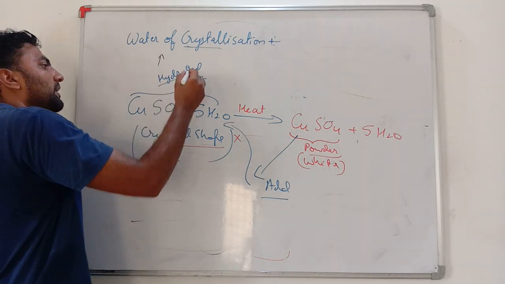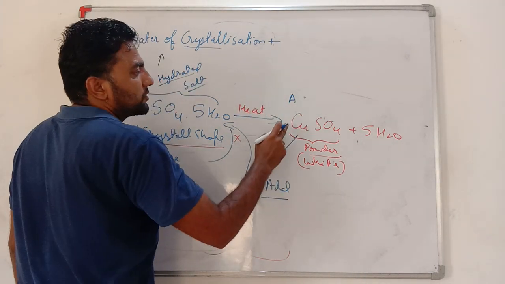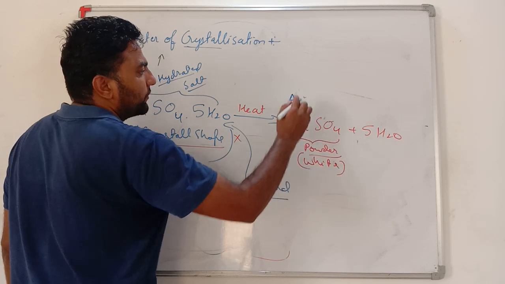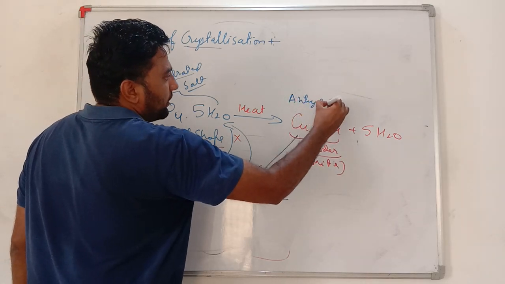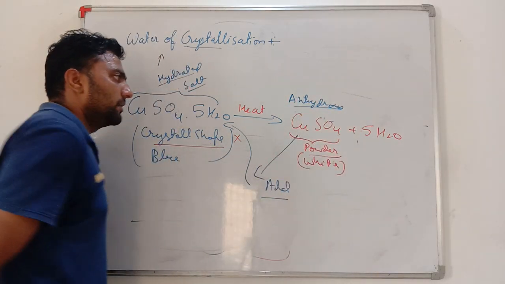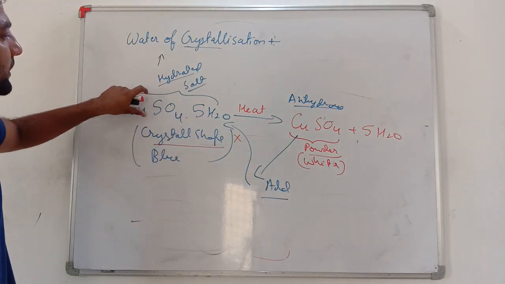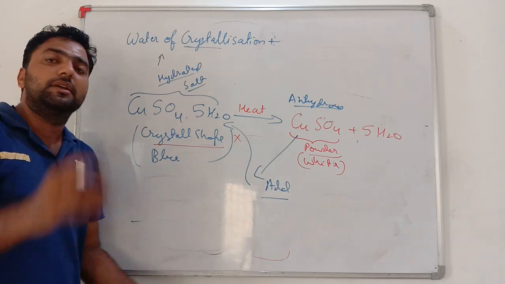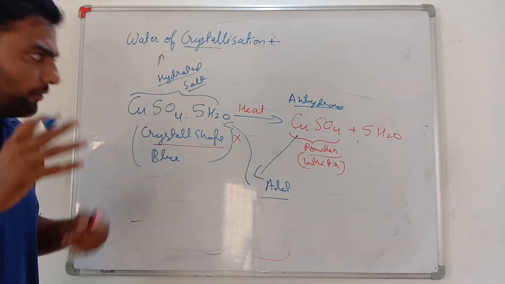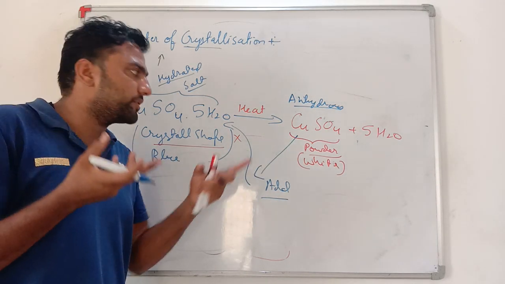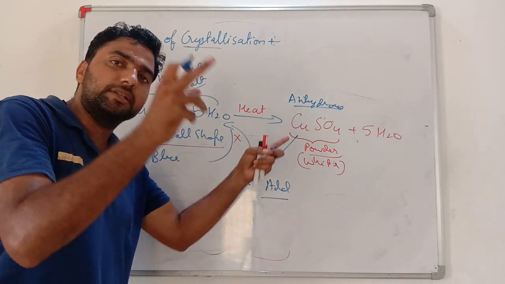Hydrated salts have water of crystallization, as the word itself says. And salts that do not have their water of crystallization are known as anhydrous salts. When water is added to anhydrous salts, they get back the crystal shape. This is also known as the crystallization process. What is the crystallization process? It is the process of giving back the crystal shape.